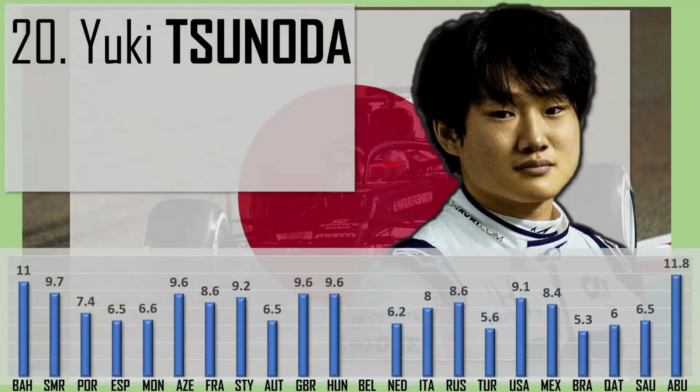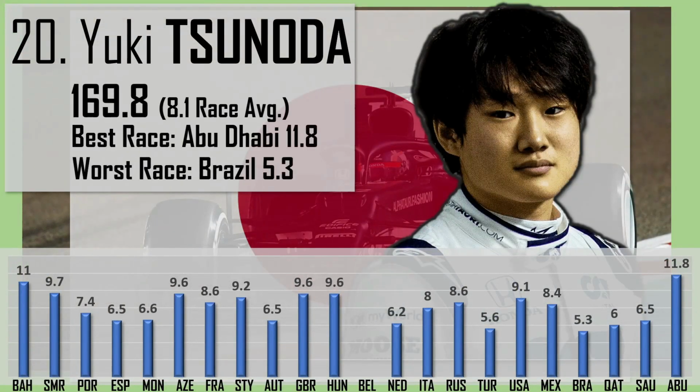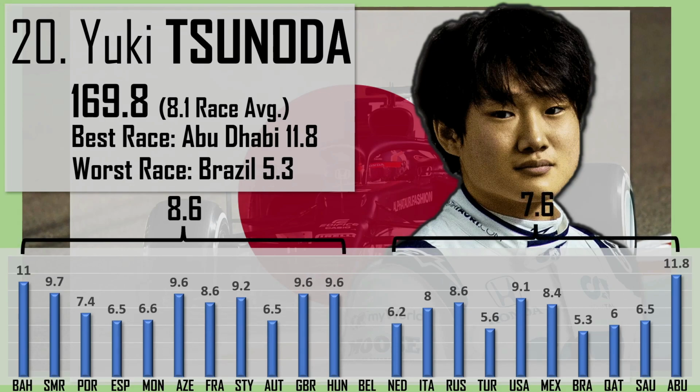is Yuki Tsunoda, with a season score of 169.8 and an 8.1 race average score. The best race for Yuki Tsunoda was Abu Dhabi, 11.8, with Brazil just a couple of races before being the worst race of the season, a 5.3. Yuki definitely had a better first half of the season, scoring 8.6 across these races compared to 7.6 for the second half. Also note that Belgium has been excluded for every single driver, mainly because the race didn't actually happen, so I can't take any data points from it.